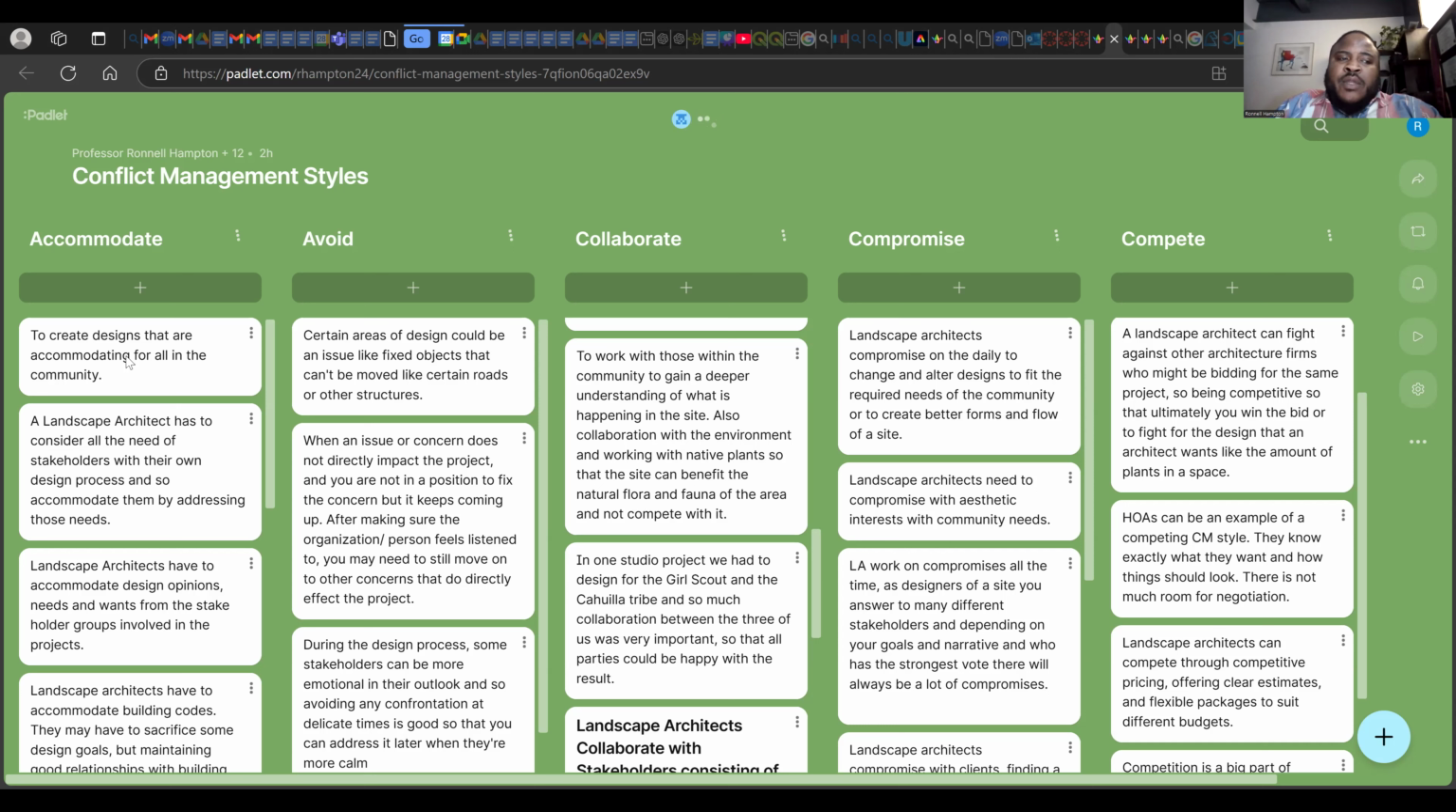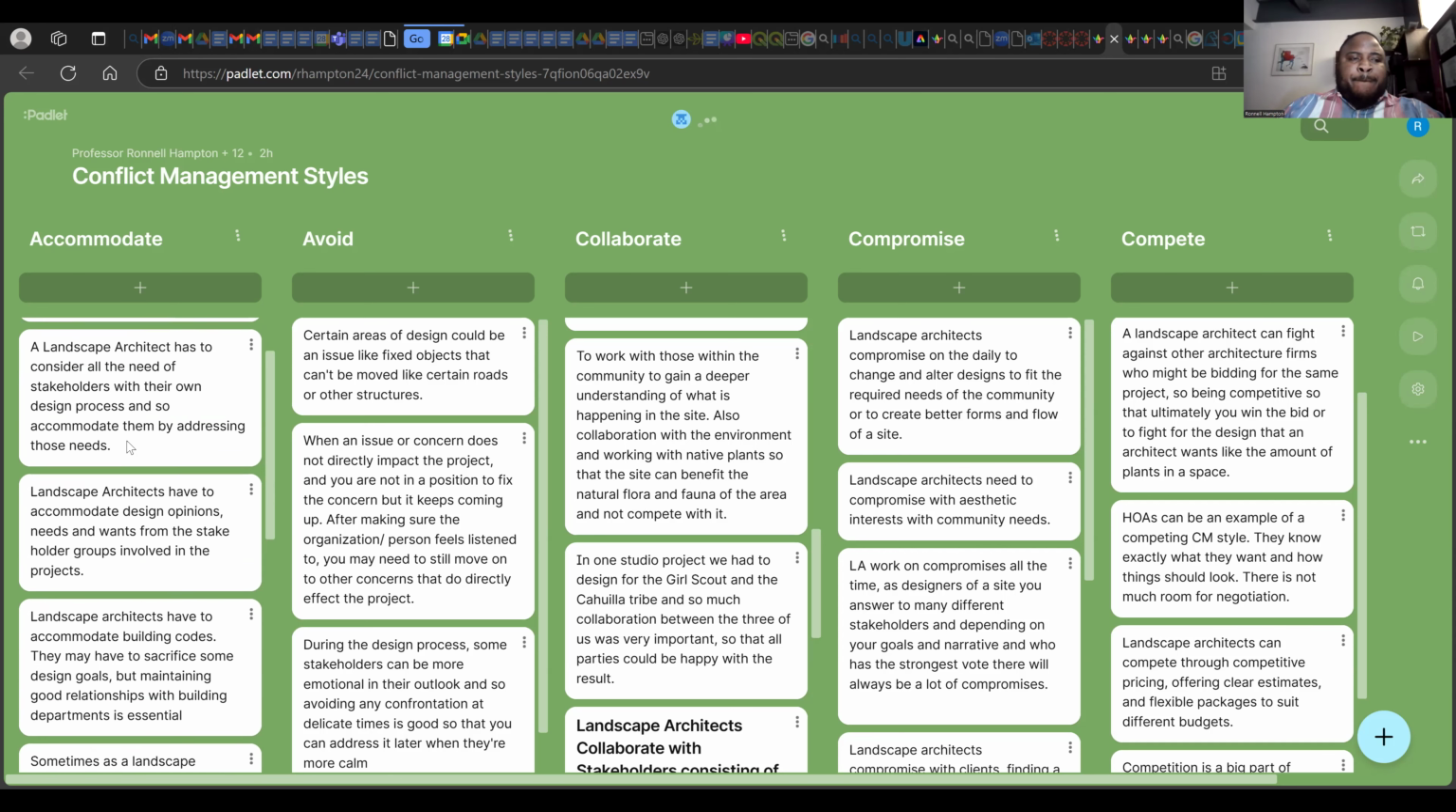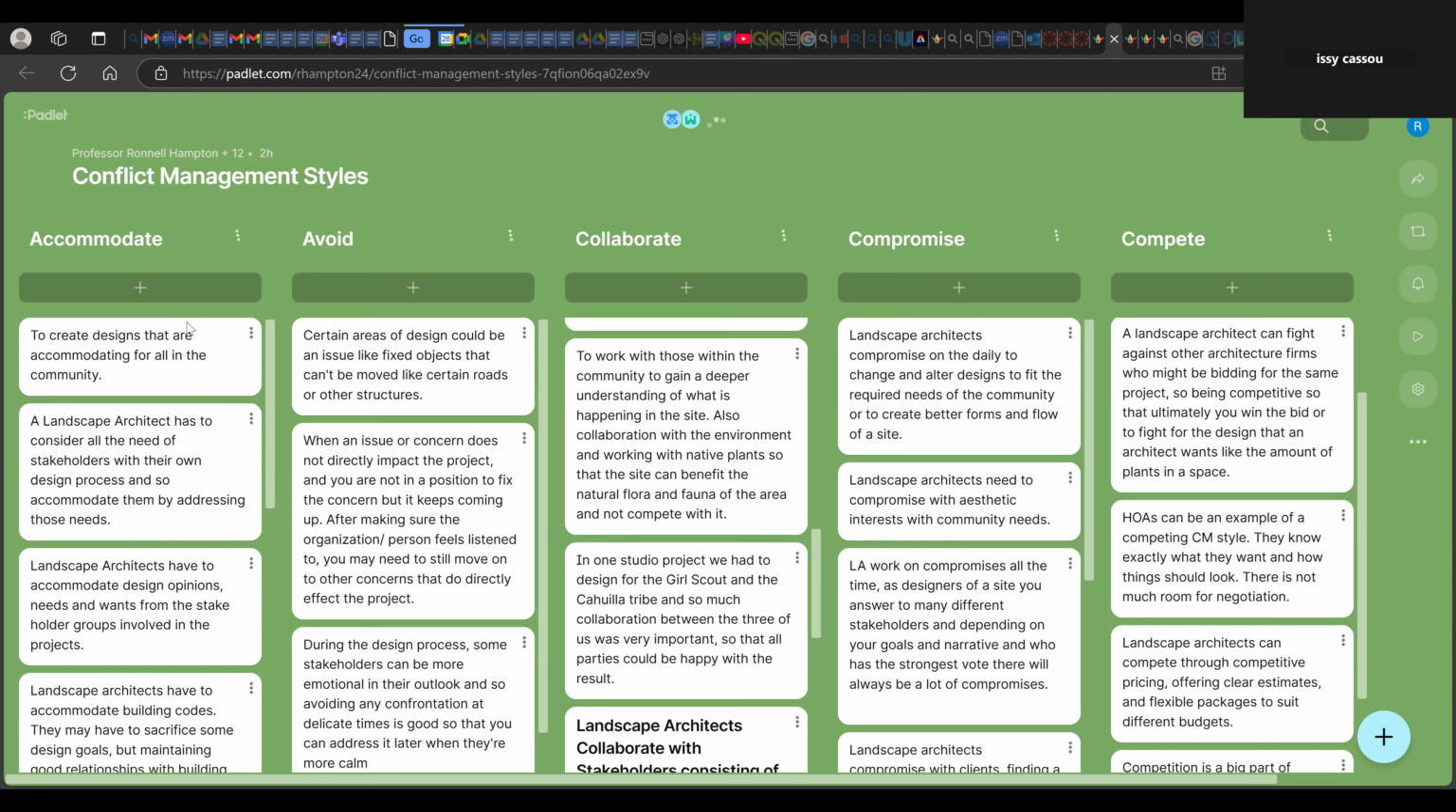Yes, indeed. Who wants to jump in and read either theirs or one that stands out for them in this section? I can jump in and read mine. Go ahead and jump in there. So I said landscape architects have to accommodate building codes. They may have to sacrifice some design goals, but maintaining good relationships with building departments is essential.